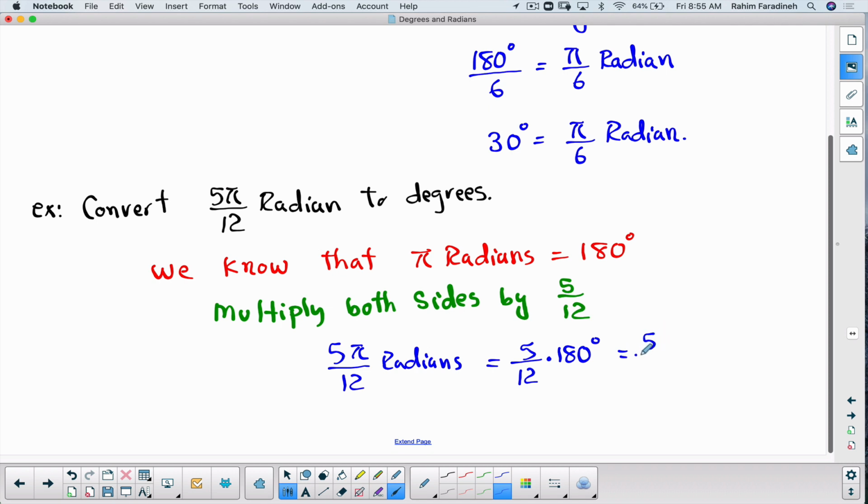Twelve, of course, is 2 times 6, and 180 is 6 times 30. So I did that so I can reduce the 6, and I can also now go ahead and reduce 2 with 30. So our final answer here would be 5 times 15, which is 75 degrees.